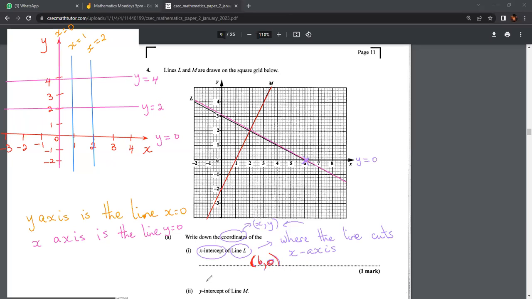Let's look at the next one. It said, write down the coordinates of the y-intercept of line M. So the y-intercept simply means where the line cuts the y-axis. So look at line M, and you have to check and see where does it cut the y-axis. So it's going to cut the y-axis at this point here.